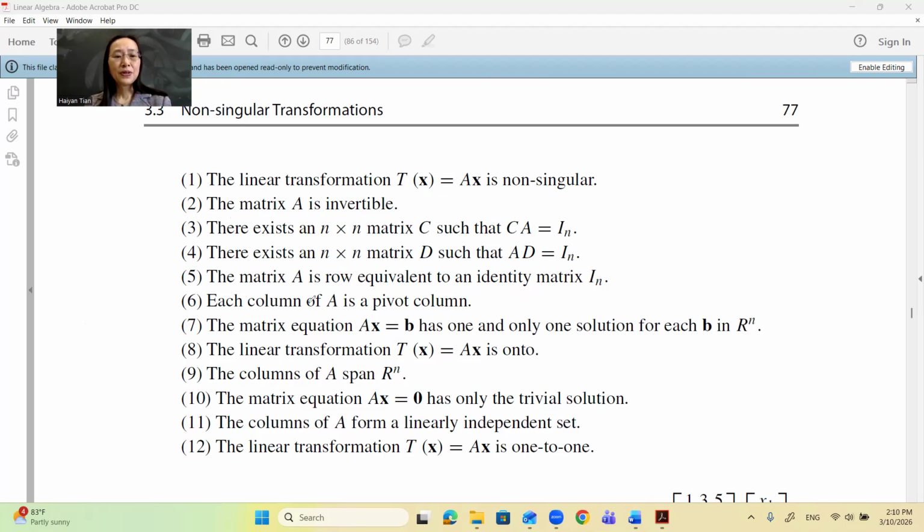So that means if a matrix A is invertible, each column has a pivot element, because A can be row reduced to an identity matrix. So each column has a pivot element.